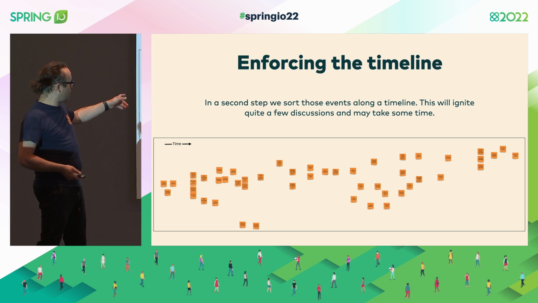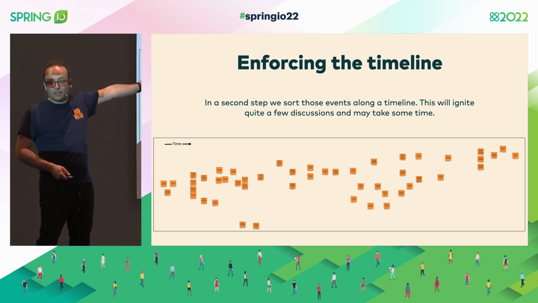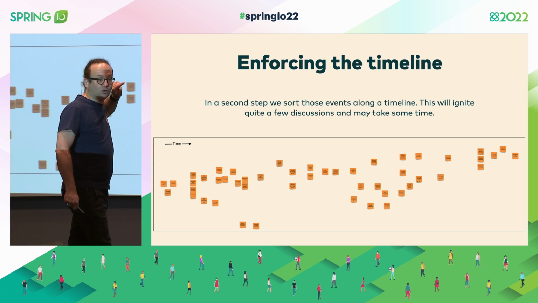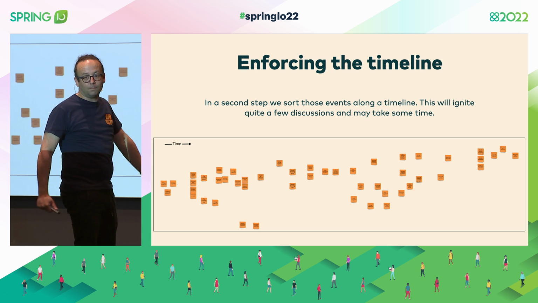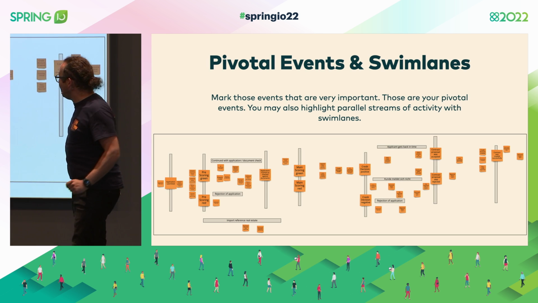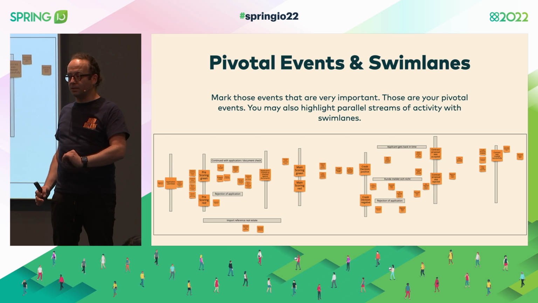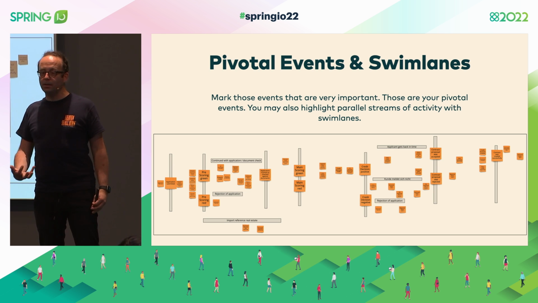That's good. Yeah? And this can ignite discussions. And there you will see a bunch of misunderstandings because they are explicitly on the wall. Good stuff. And after that, we try to identify so-called pivotal events. Events that are really important.